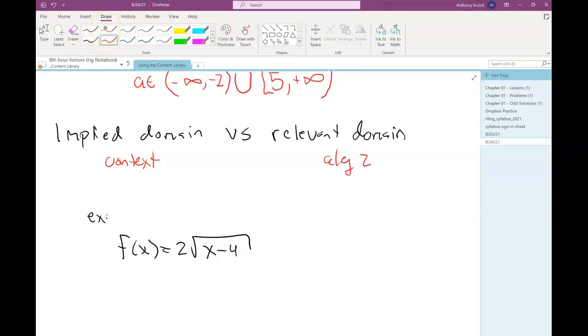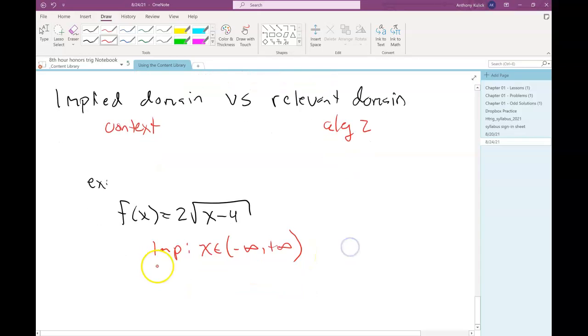So here we have f of x equals 2 times the square root of x minus 4. Here we're given no context, right? We're just given a function and asked to write the domain. So the implied domain here is just all real numbers, right? There's nothing to do there.